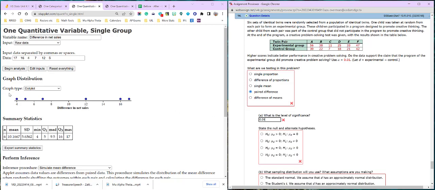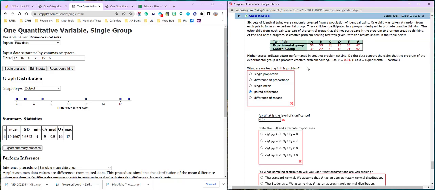And you can see, actually, the differences are all positive. Is that right? Let's see. They sure are. So I have the feeling we're definitely going to get that. And do the data support the claim that the program did promote creative problem solving? So let's see, what are we looking at? One child was taken at random from each pair to form an experimental group. These children participated in a program designed to promote creative thinking. The other child was part of a control group that did not do that. A creative problem solving test was given with results shown.